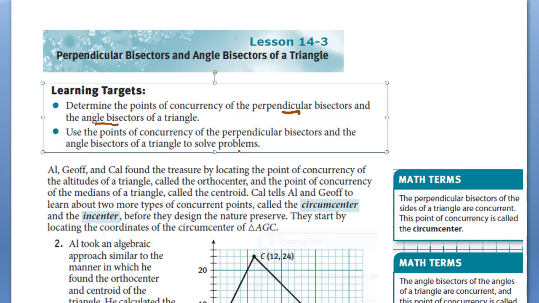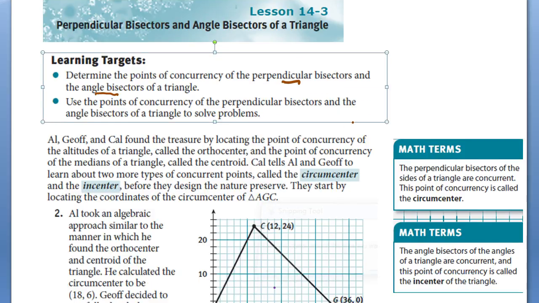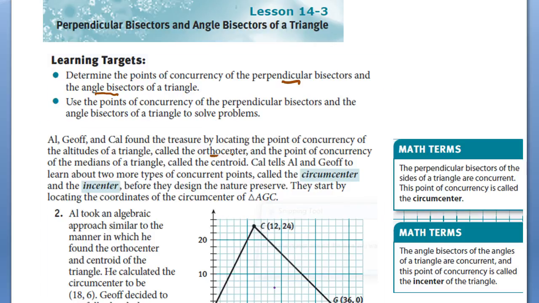So this will be our last lesson about the activity involving that piece of land and the treasure and so on. Al, Jeff, and Cal found the treasure by locating the point of concurrency of the altitudes of a triangle called the orthocenter and the point of concurrency of the medians of a triangle called the centroid. With those values, they were able to get the combinations to the treasure chest locks.